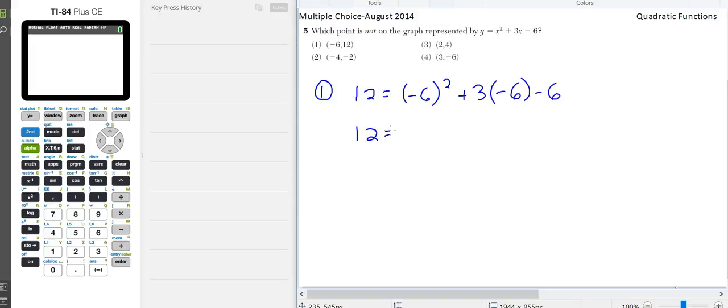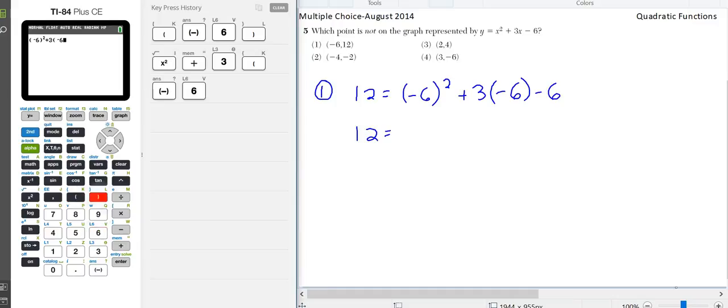The easiest way to simplify the right-hand side of the equation is to just plug the whole string into the calculator. So -6 squared plus 3 times -6 minus 6, and enter. That's 12. So since 12 is equal to 12, choice 1 can't be the answer to the question because we're looking for a point that does not make the equation true. Let's try choice 2.